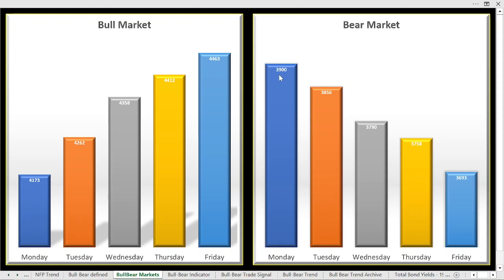Conversely, a bear market is defined as one that opens at 3900 on Monday. Tuesday closes at 3856 and all the way to Friday, 3693. So if we were to look at our account statement on Friday, we would see that the stocks we owned have gone down during this bear market.